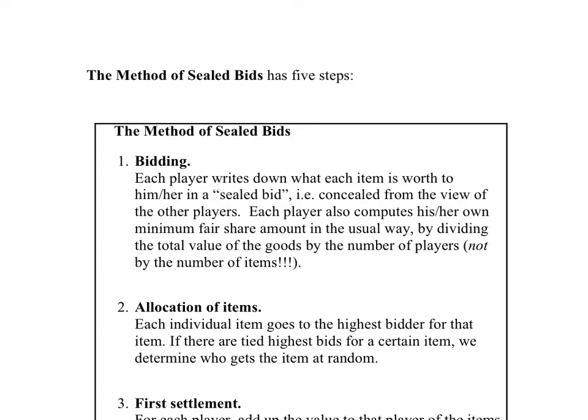The second step is the allocation of items. Each individual item goes to the highest bidder for that item. If there are tied highest bids for a certain item, then we flip a coin. We randomly determine who gets that item. In the previous example, Cheatham was the highest bidder for the office, so Cheatham got the office.